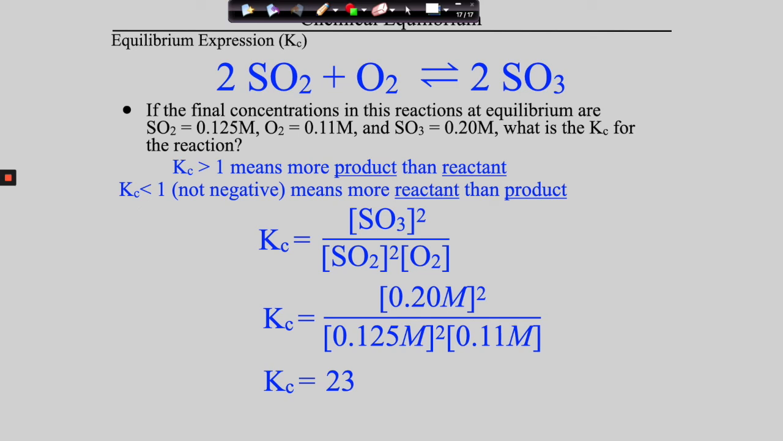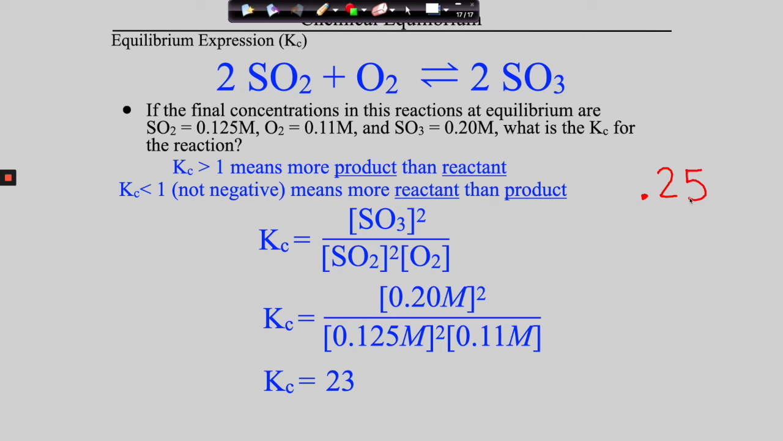Understand though, guys, this does not mean negative. When we say smaller than 1, we mean something like a decimal like 0.25. So not negative. Guys, understand Kc can't be negative because molarities can't be negative. Chew on that for a minute.